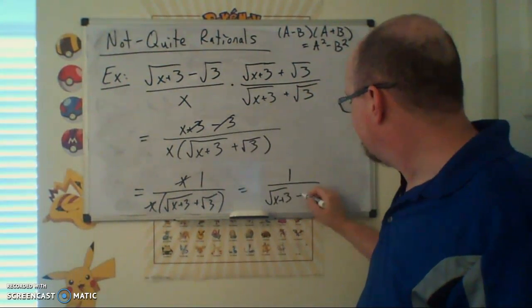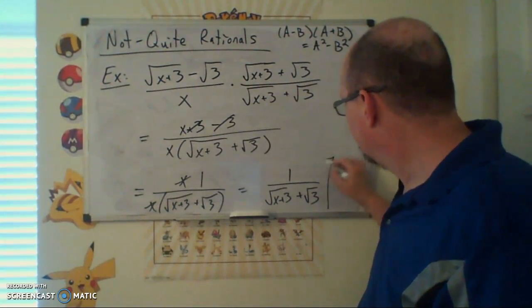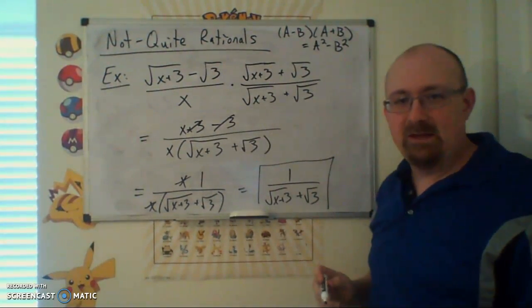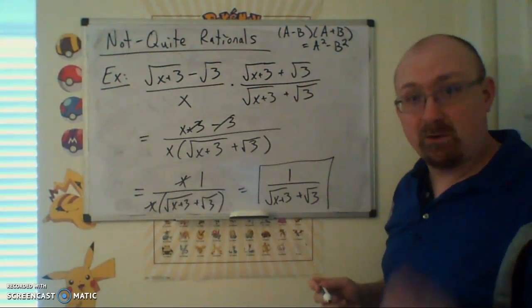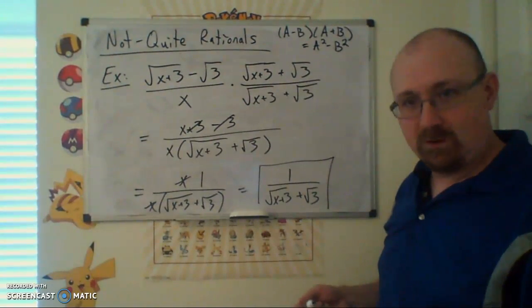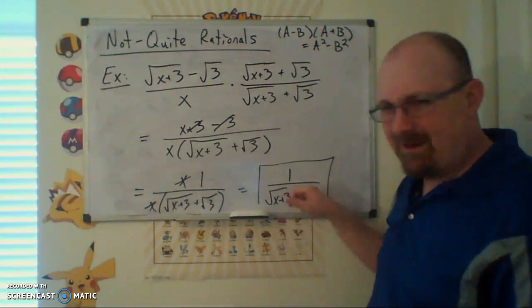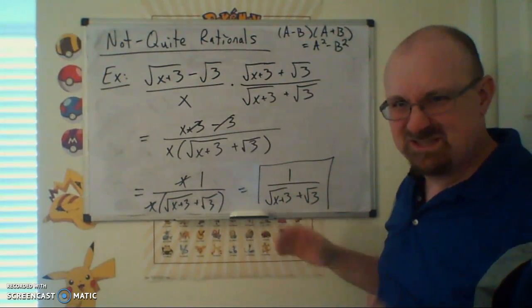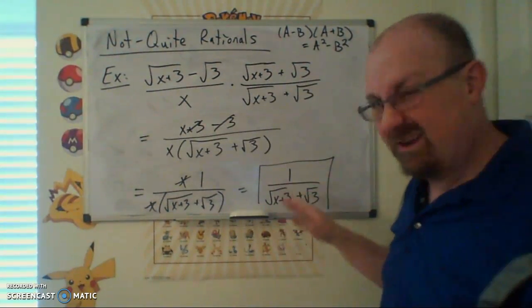So it turns out this thing chops down simply to 1 over the square root of x plus 3 plus the square root of 3. I mean, we can't combine those. Don't try to write it as the square root of x plus 6 or anything like that. You've got to leave it as it is.